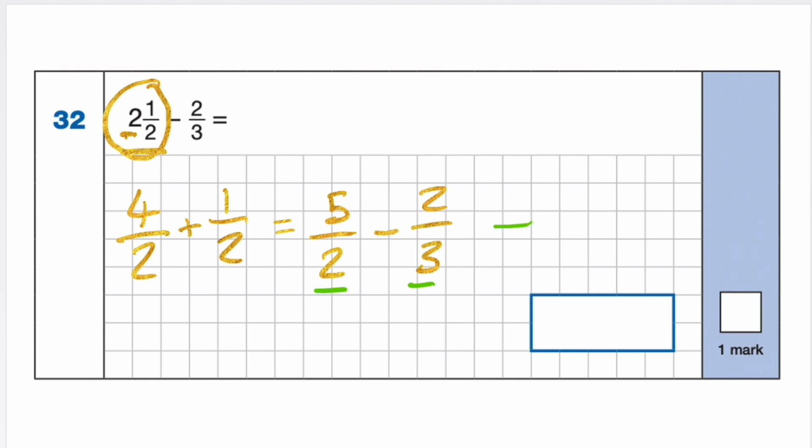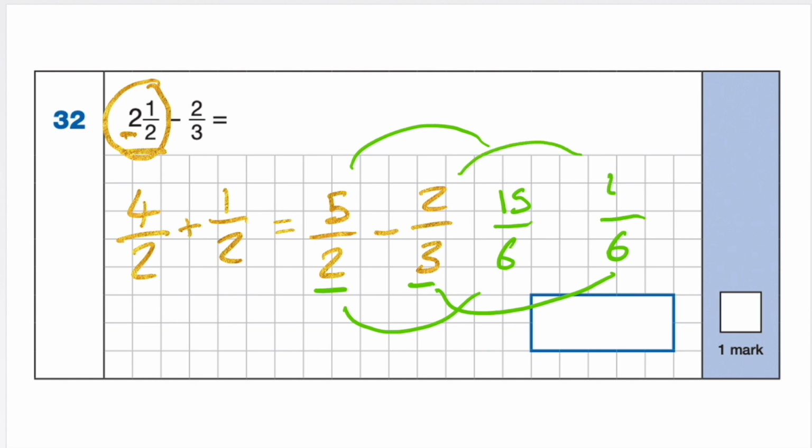I'll do them over here this time. So to get from 2 to 6, I times by 3, so I'll do that to my 5, which is 15, and to get from 3 to 6, I times by 2, so I'll do that to my 2, which is 4. Now I can do the actual question. 15/6 subtract 4/6 equals 11/6. And again, remember 11/6 is okay, but the mixed number would have been 1 and 5/6.